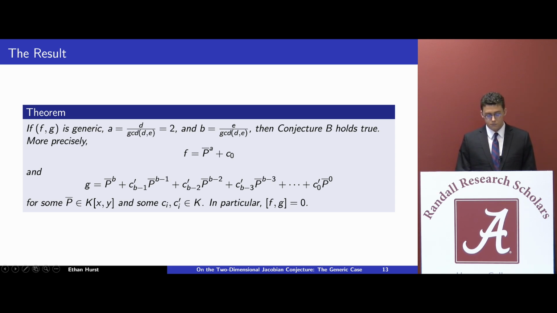And that capital P bar is also a polynomial in the polynomial field K, and those coefficients also reside in the field K. In particular, this also implies that the Jacobian is 0, which is exactly what we want for the Jacobian conjecture. That represents our work so far.